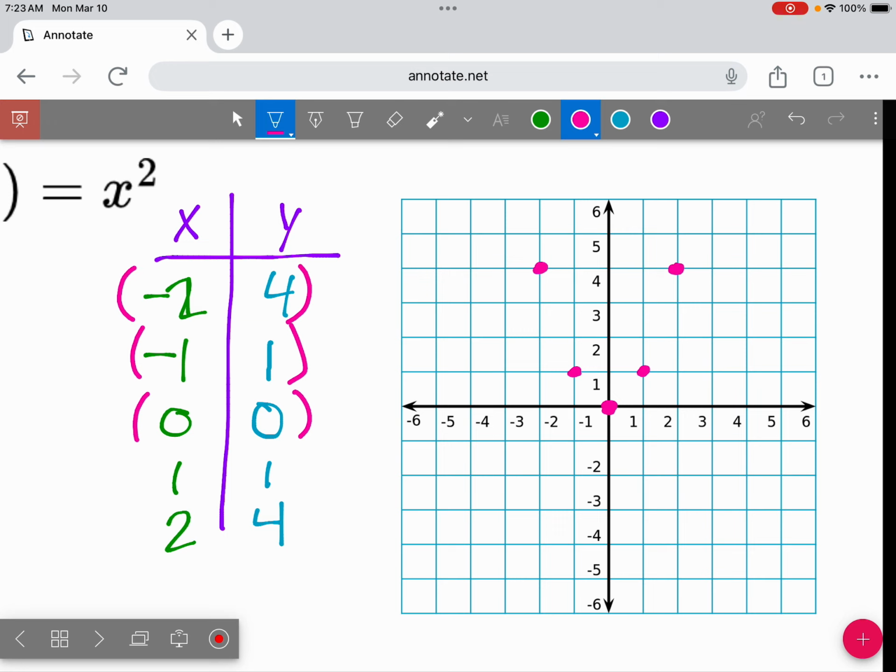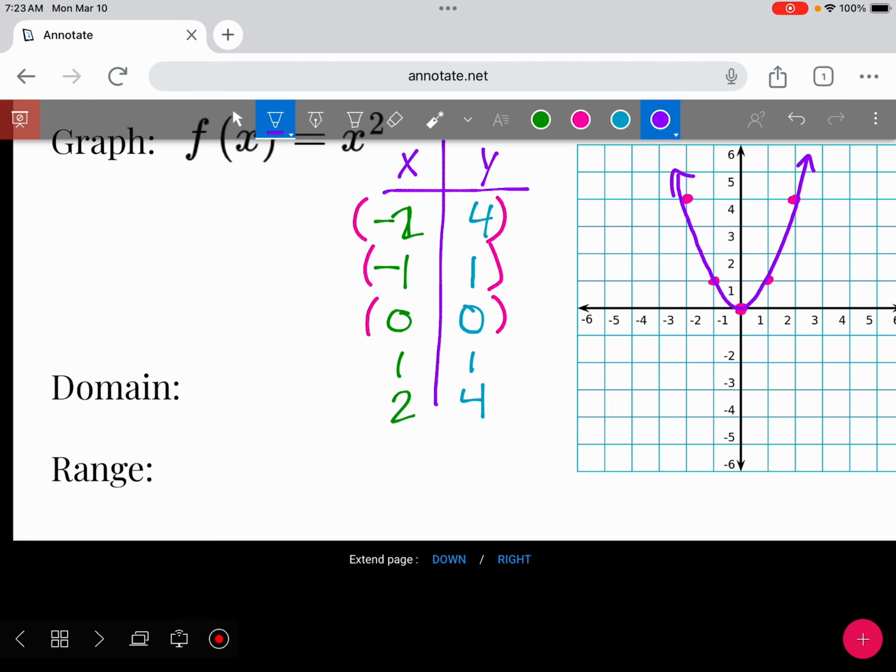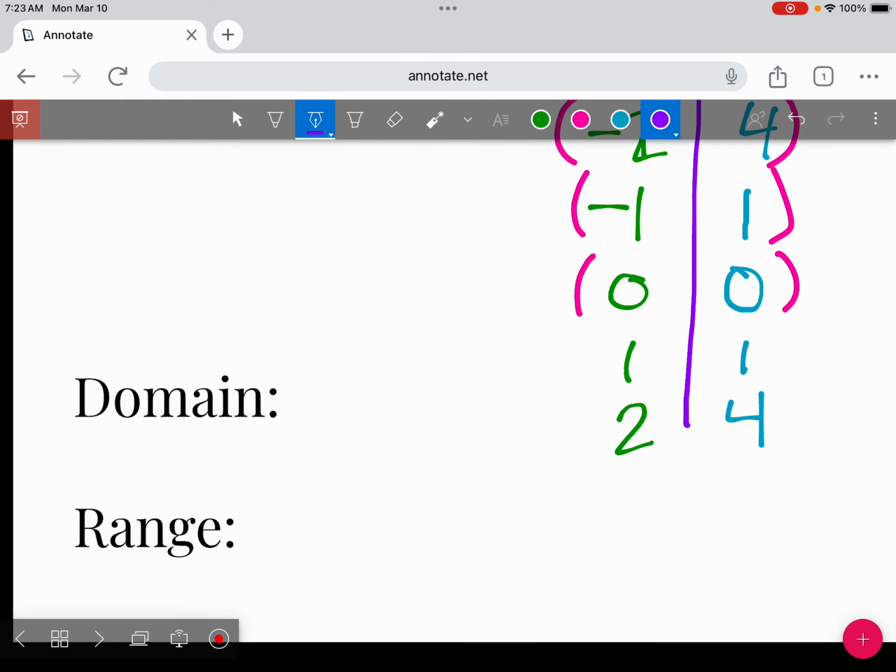Yeah. No. So we get our points that look like this. So when we connect them up, this looks kind of like this, right? Vaguely familiar. What is the domain for this function? What x values could we pick? This domain is all about our x values. What x values could we use?